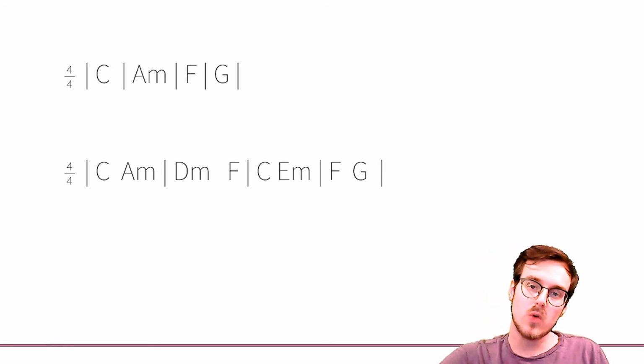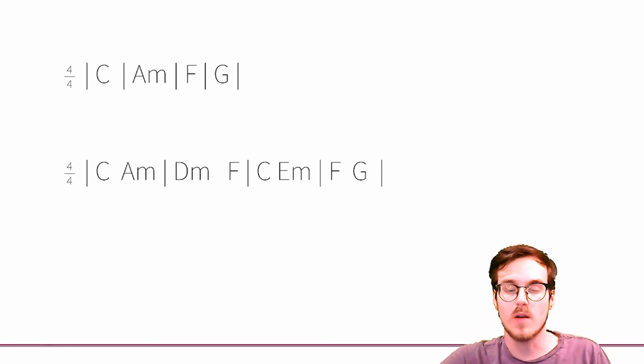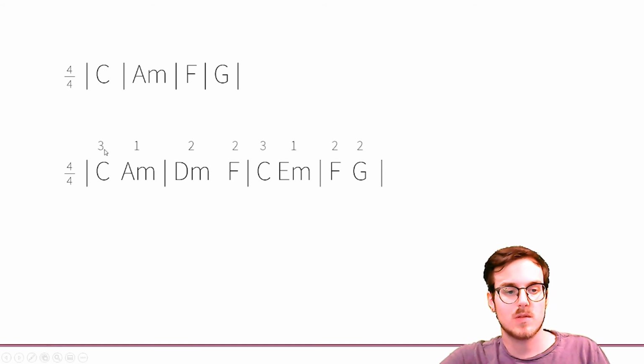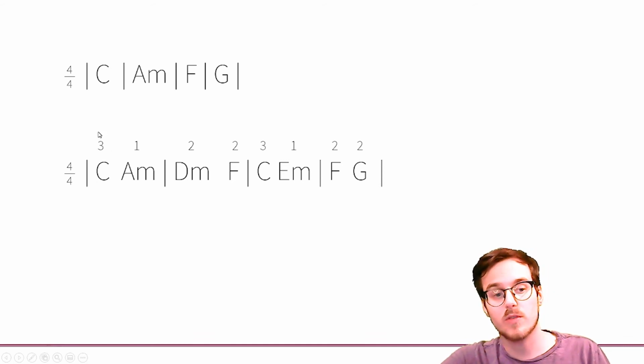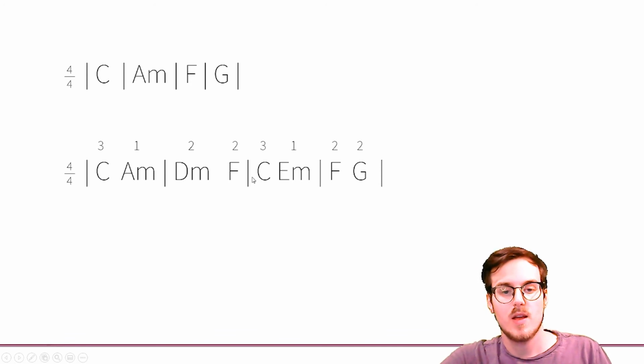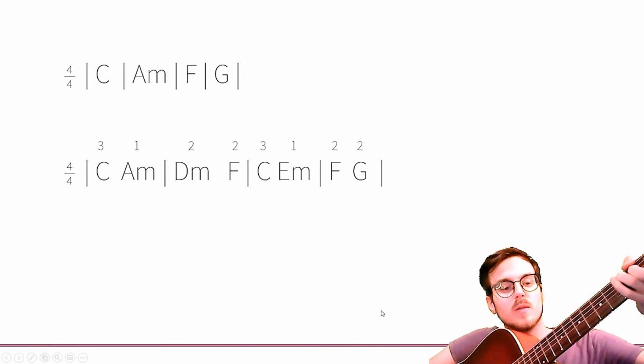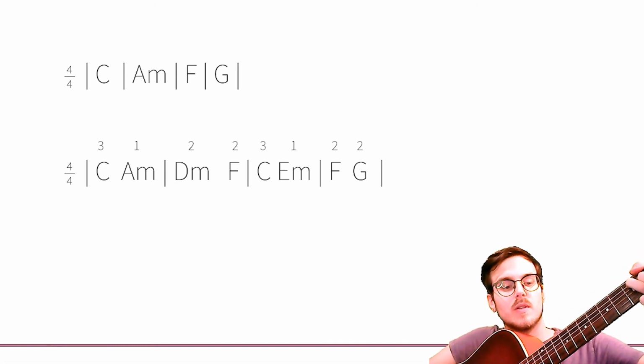So when you're writing chord progressions, I want you to make note of how these break up. And just over the top, give yourself some notes. So here it's saying the 3, we stay on the C chord for 3 counts. A minor is 1 count. So this progression would sound like this. We have 1, 2, 3.